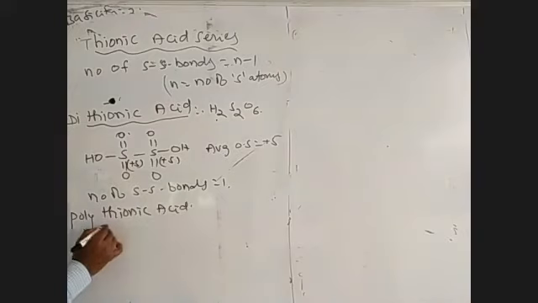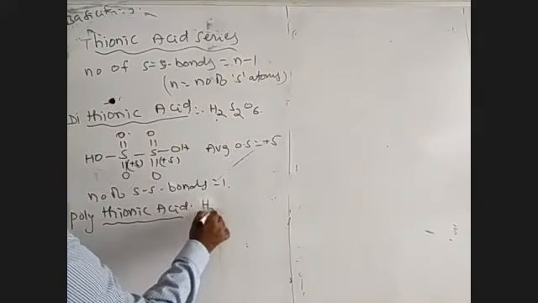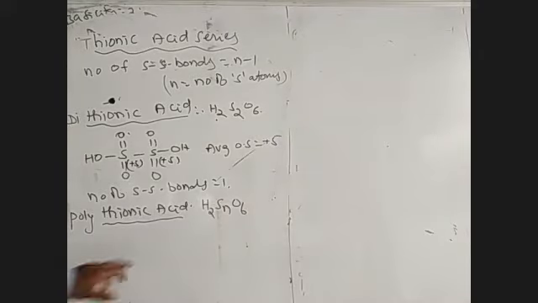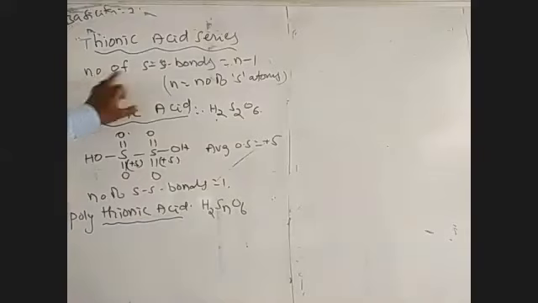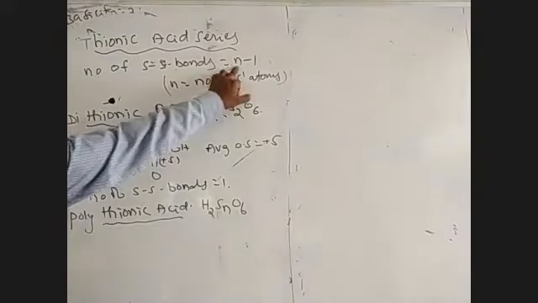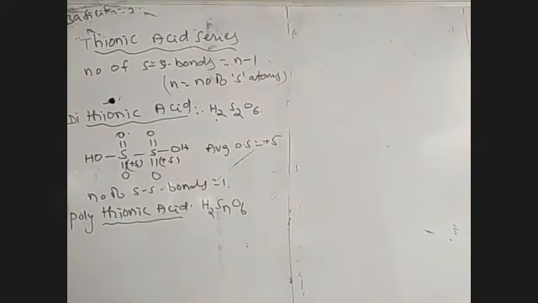The second type is polythionic acid. Poly means many sulfur atoms are there. For n sulfur atoms, we take H2SnO6. The total number of sulfur atoms is n. Therefore, how many S-S bonds exist in polythionic acid? n minus 1 S-S bonds exist. In polythionic acid, this is one sulfur atom and this is another sulfur atom. Of the n atoms, 2 atoms are separated, and the remaining atoms are n minus 2. The basicity of these acids is 2.